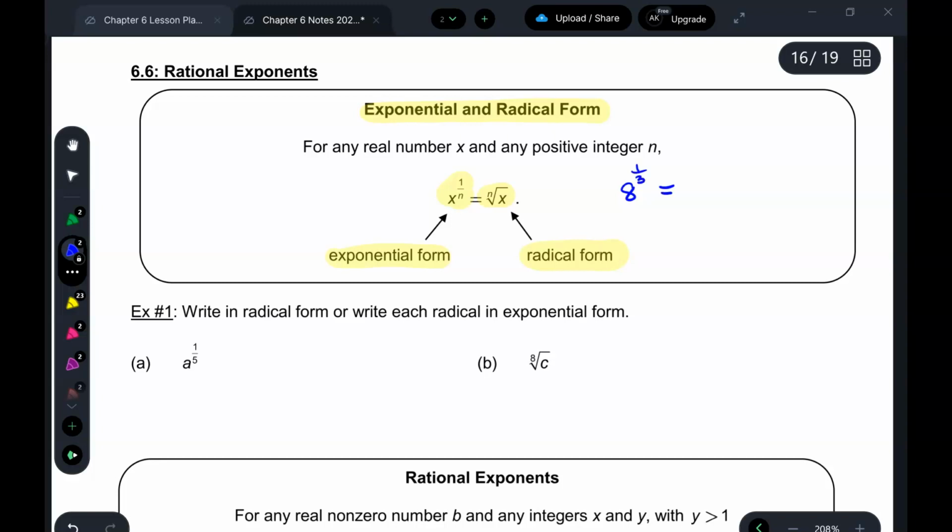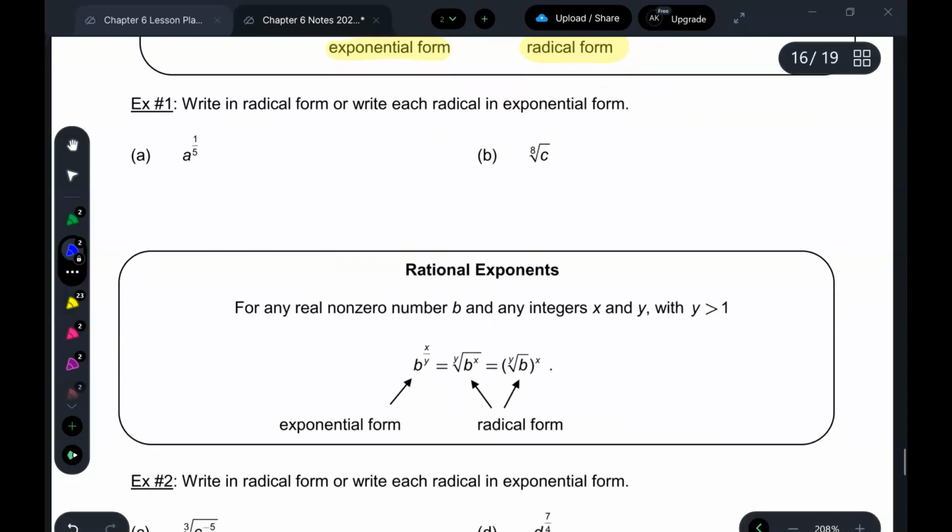So if I had 8 to the 1/3 power, that denominator becomes the root. So that would be the cube root of 8, which we can evaluate without a calculator. What's the cube root of 8? 2. Okay. So we can change something from an exponential form with a fraction into a root.